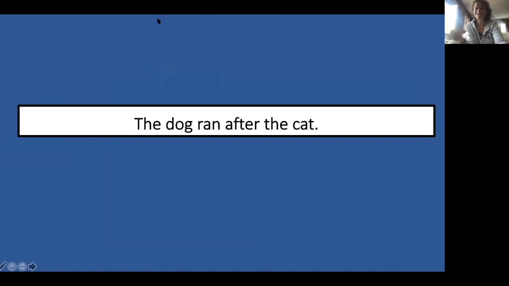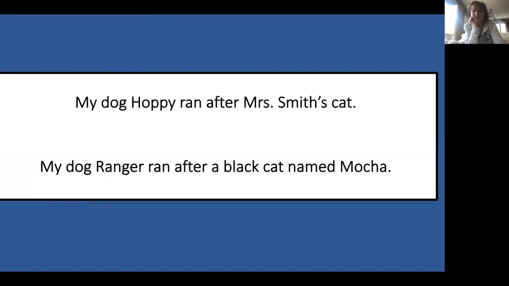So here's a sentence that I wrote. The dog ran after the cat. And you'll notice dog and cat are not capitalized because they're not specific. So I tried to change it. And look what I did. I changed it to my dog Hoppy, there's that capital H, ran after Mrs. Smith's cat. Do you see how there's capitals in Mrs. and Smith's? I did just what Kevin Henkes did.